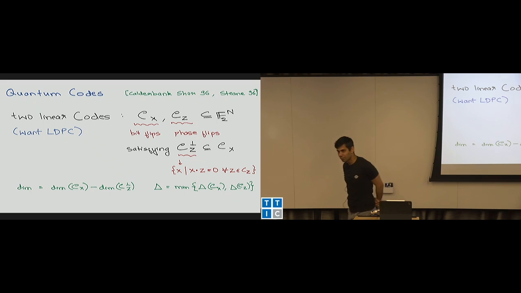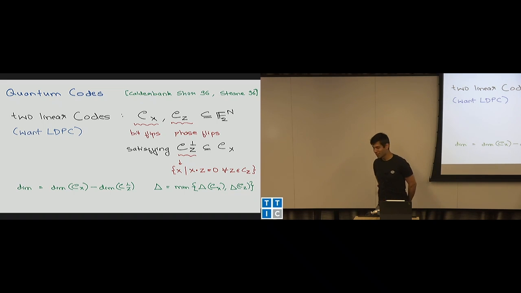Is your condition the same as saying that Cx and Cz generate the whole space, or am I missing something? No, it's not. Because it's not a real perp. It's not a real dot product, because it's over F2. Yes, it's over F2. In fact, there can be self-dual codes. Earlier conditions were actually that C perp was contained in C. And so you don't cover the whole space.